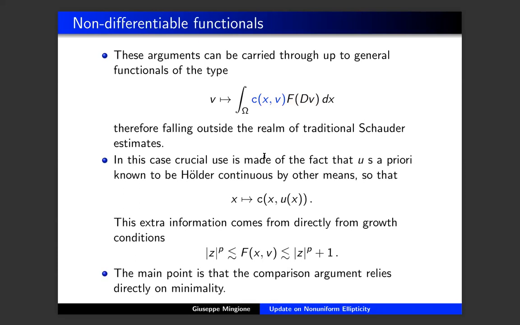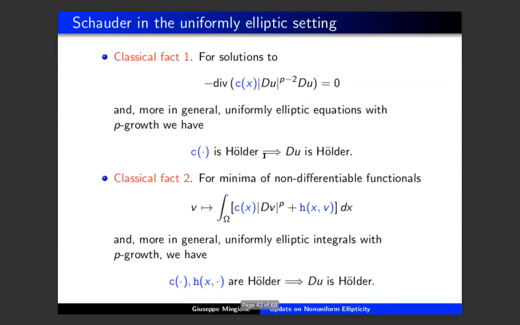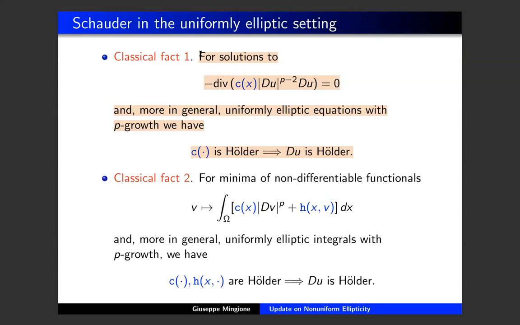So these are two problems, let's say. Let me summarize these two problems. The first classical fact in uniformly elliptic theory is the following. You take a uniformly elliptic equation, you put in coefficients, and you want to prove that u is Hölder continuous. This is a classical fact. The second fact is, let's say, a step up. You take the same, but you cannot differentiate the functional, so you don't even have an equation, but still you want to prove that u is Hölder continuous. So this is standard in the classical uniformly elliptic case.